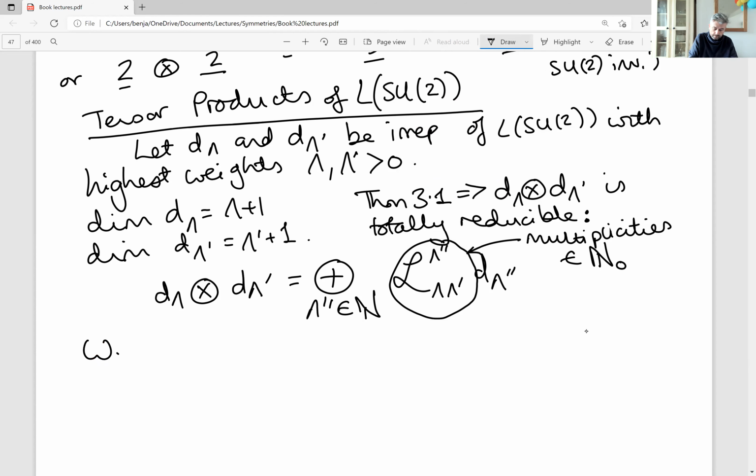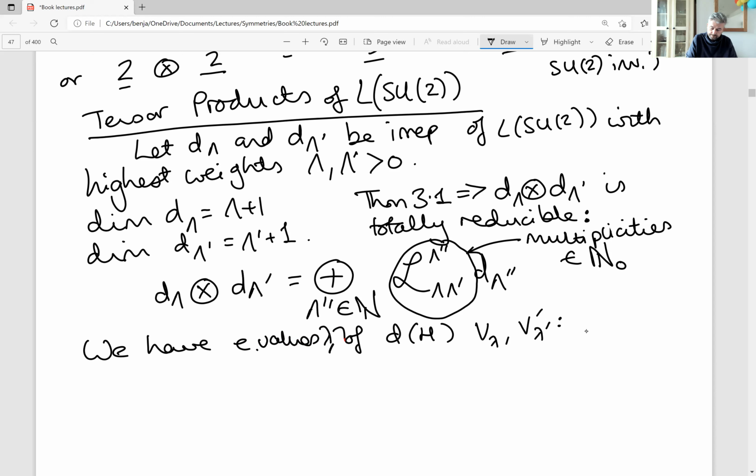So we have eigenvectors of d of h, v lambda and v lambda prime. Actually, we'll call the eigenvalues small lambda and small lambda prime, and the eigenvectors v lambda and v lambda prime.